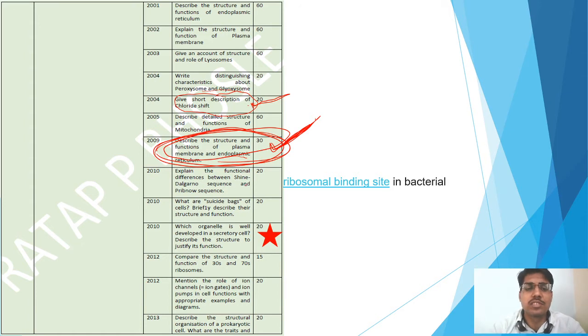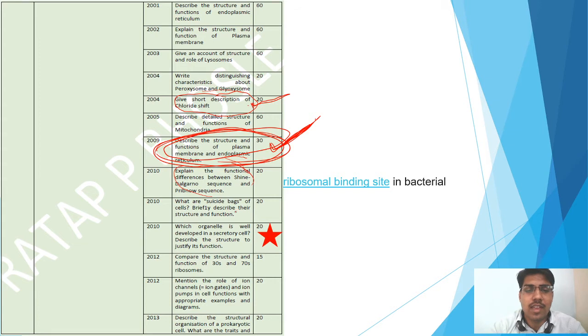Next is the difference between Shine-Dalgarno sequence and Kozak sequence. This part also contains transcription and all that. But the Shine-Dalgarno sequence is the ribosomal binding site in bacteria. So that's why in the structure of ribosomes it may also go. That's why I have just classified it under this chapter. It may also go under transcription.